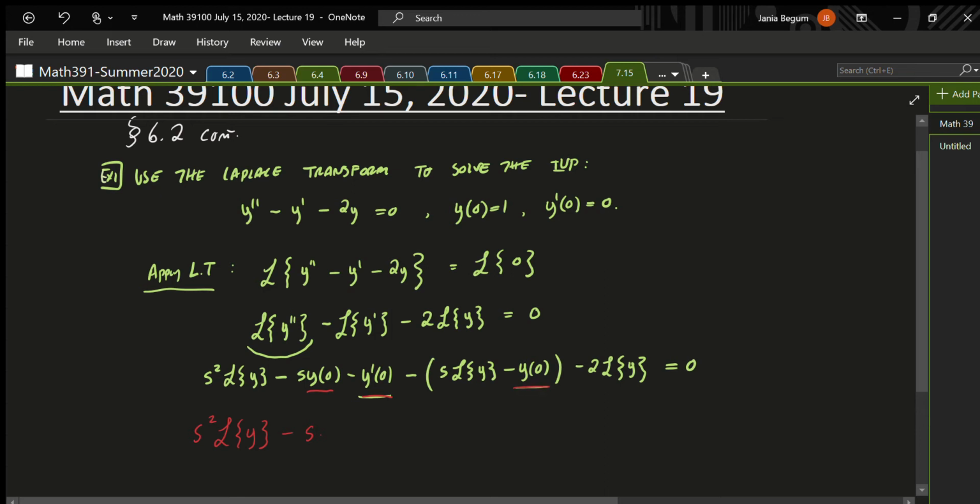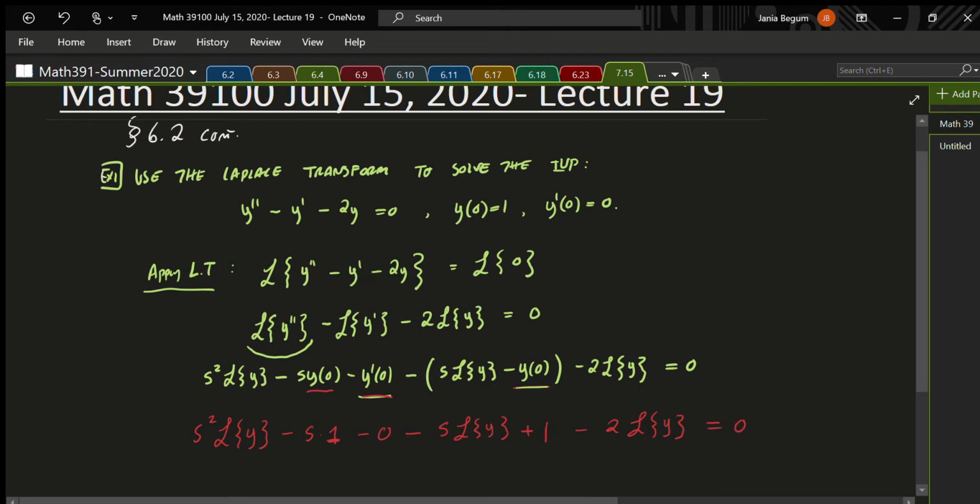Y of 0 is given to be 1, so let's substitute that. Minus y prime of 0, that's 0, minus s times Laplace of y, minus y of 0 is 1, so minus minus plus, that's 1, minus 2 times the Laplace of y equals 0.